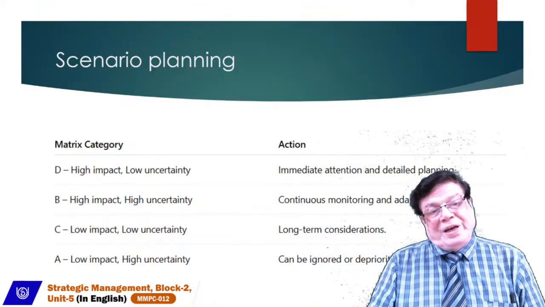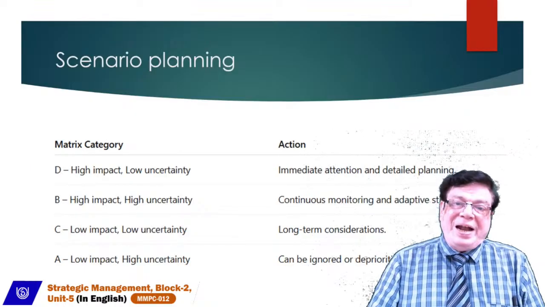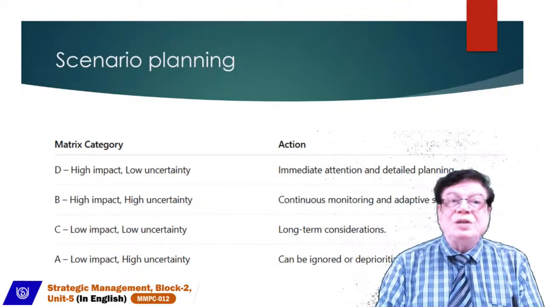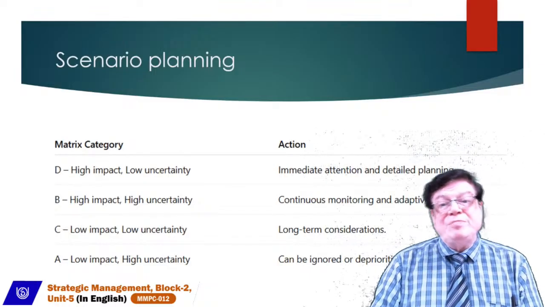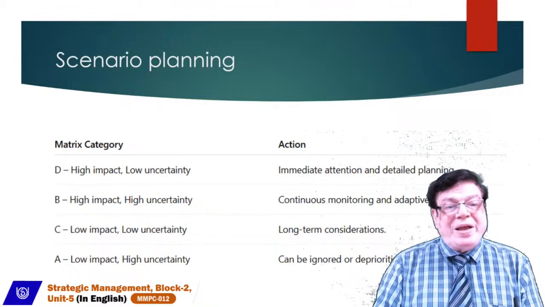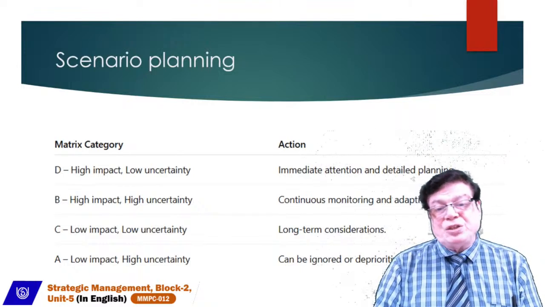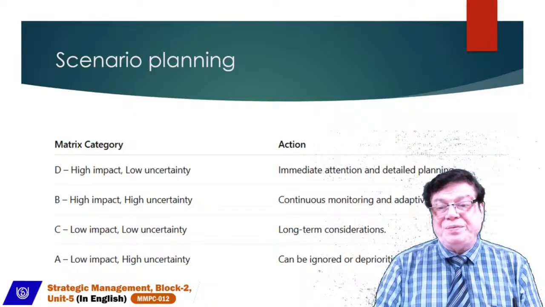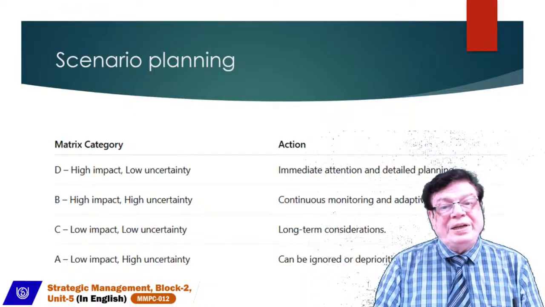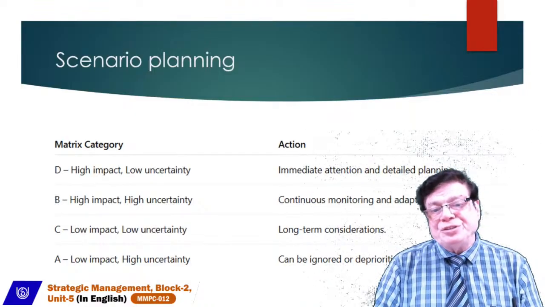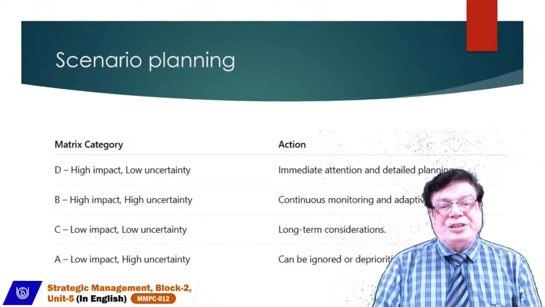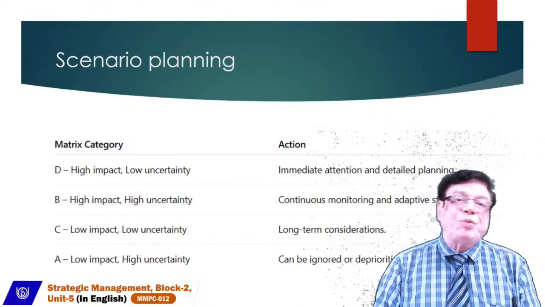So we are discussing the matrices and the action. The matrix is high impact and low uncertainty. Action required is immediate attention and detailed planning. Matrix is high impact, high uncertainty. Action required is continuous monitoring and adaptive strategy. Matrix is low impact, low uncertainty. Action required is long-term considerations. Matrix is low impact, high uncertainty. Action can be ignored or deprioritized.